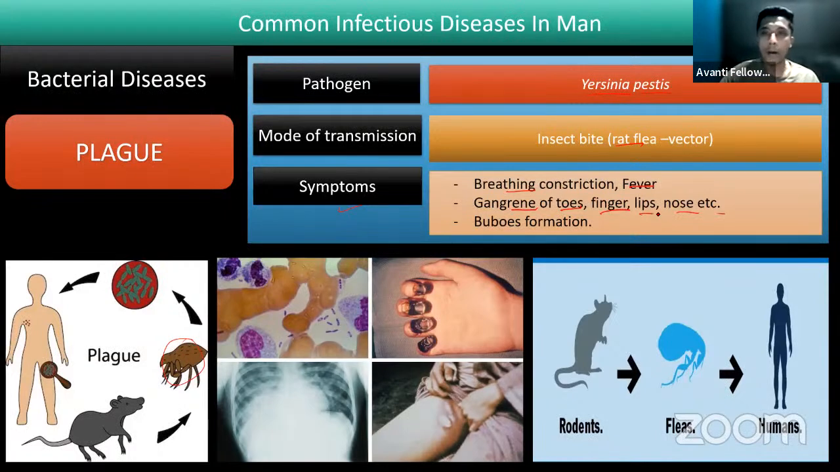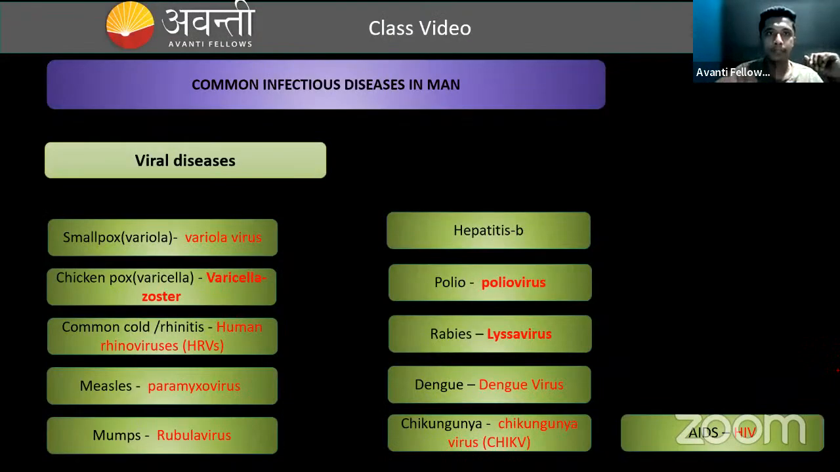And bubo formation will take place. What is bubo formation? Near the armpits, you can see some lump-like structure forming in the patient. This is called bubo formation. So usually, how does it spread? You have rodents, and the fleas on the rodents will go and bite humans, and that is how the plague spreads. So this is about plague.